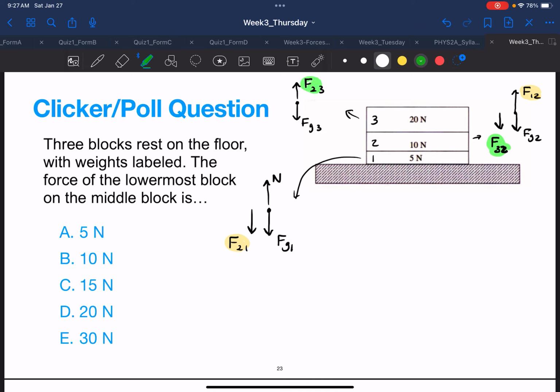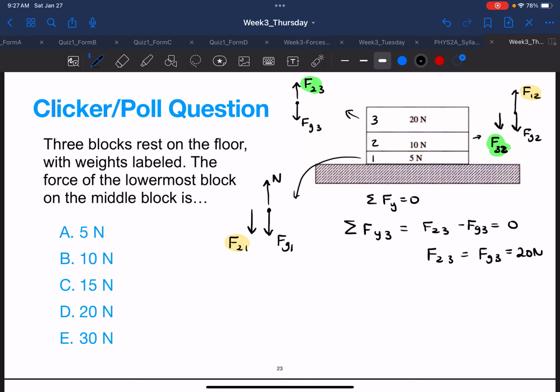So we know the sum of the forces on each of these blocks in the y direction is 0 because the system's at rest. So let's start with the sum of the forces in the y direction on block 3, which is F23 minus Fg3, which is equal to 0. So that basically tells us F23 is equal to force of gravity on block 3, which is equal to 20 newtons. So what we've just identified is this here ends up being 20 newtons as a result. Well, if this is 20 newtons, you know the magnitude of F3 on 2, which is a pair, is also going to end up being 20 newtons.